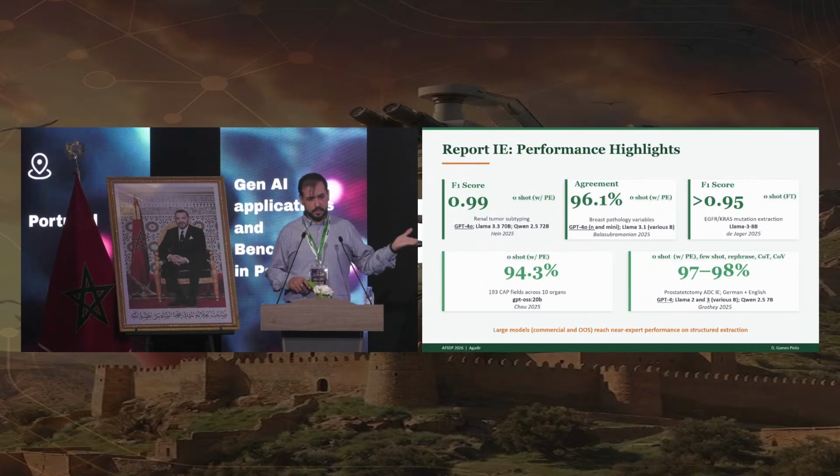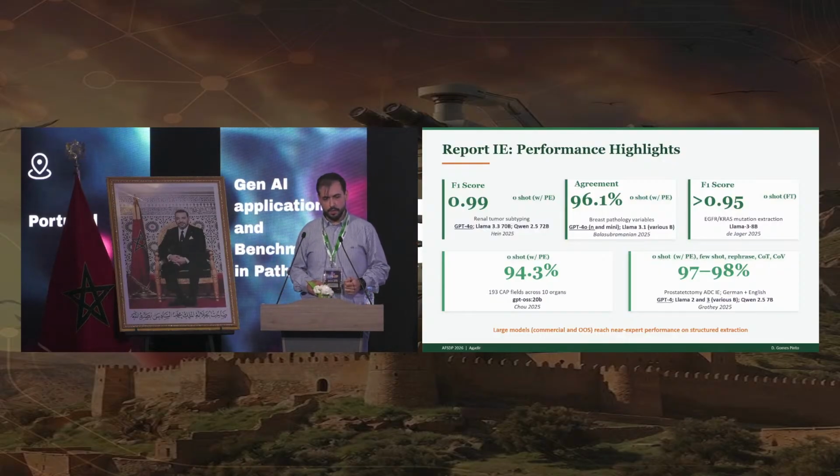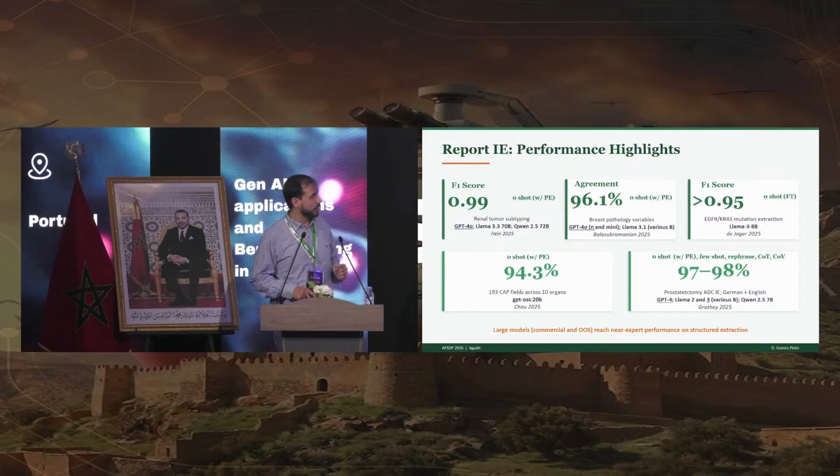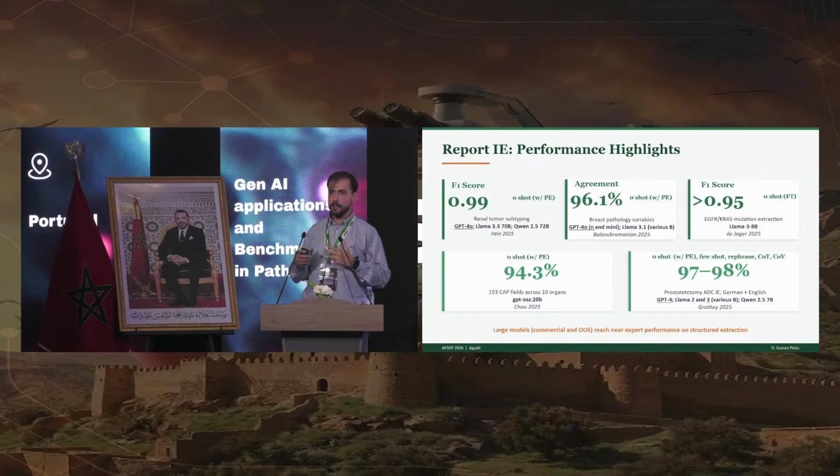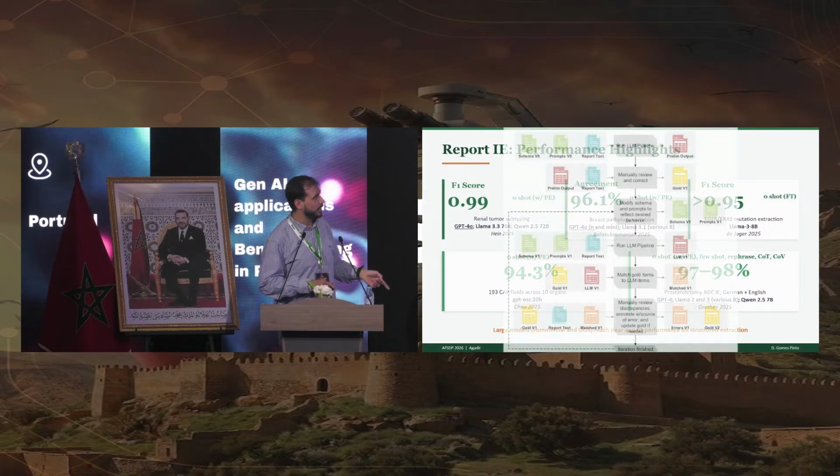And so these are some of the metrics worth highlighting. On this first publication by Hein, they were trying to extract renal tumor subtypes from free text reports with a zero-shot approach, so just one prompt and extracting the response from the model, with a significant pipeline of prompt engineering, which is interesting enough that I would like to highlight it to you.